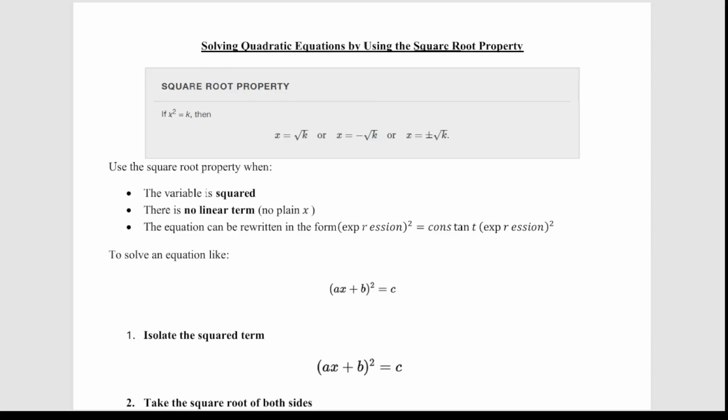Today we're going to be talking about solving quadratic equations using the square root property. And what does that look like? Well, in particular, if I know that, for example, a number squared is equal to 9, then there's two options on what that number could be. That number could either be positive 3 or it could be negative 3.